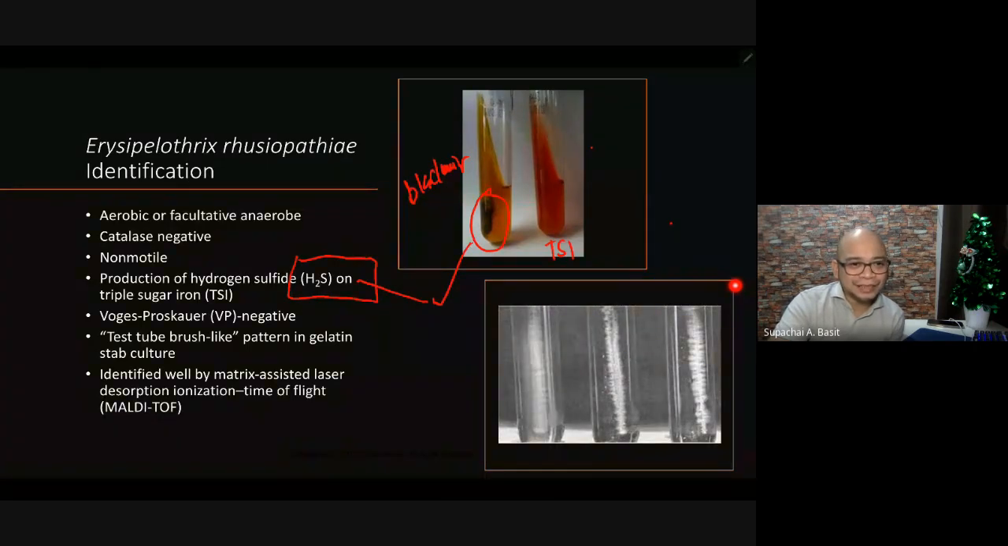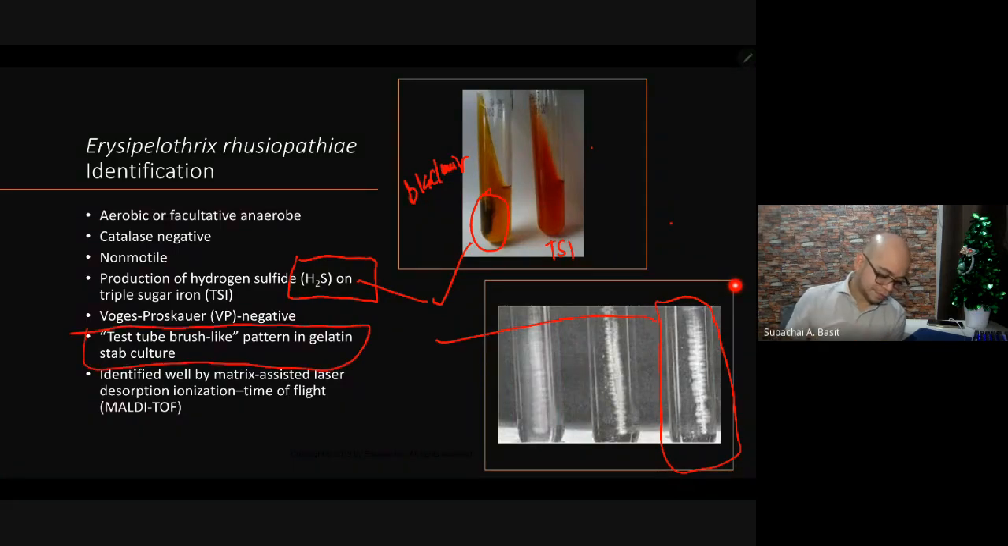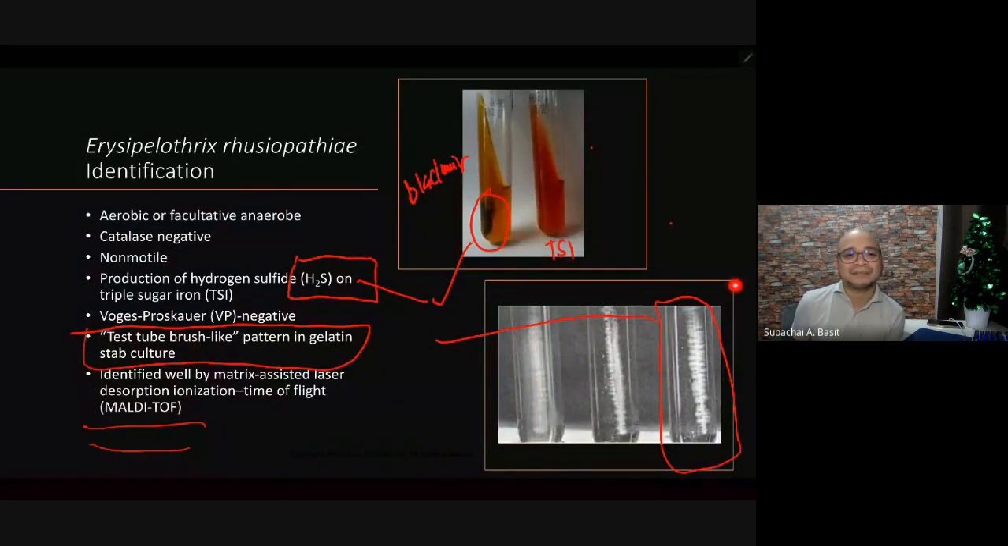They are Voges-Proskauer negative, but if we stab them in gelatin agar, it would appear like a test tube brush. So this is the test tube brush pattern. This particular test tube brush pattern is the characteristic of Erysipelothrix rhusiopathiae in gelatin agar. Then of course, MALDI-TOF is another sophisticated way of identifying them. That is matrix-assisted laser desorption ionization time of flight.